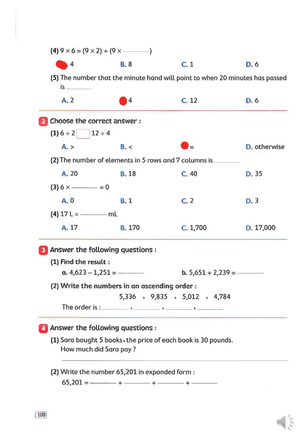The number of elements in 5 rows and 7 columns is 5 by 7 equals 35. 6 by what equals 0? 6 by 0. 17 liters equals 17,000 milliliters. Answer the following questions. Find the result. 4,623 minus 1,251 equals 3,372.